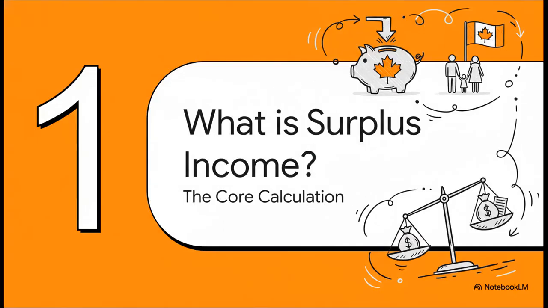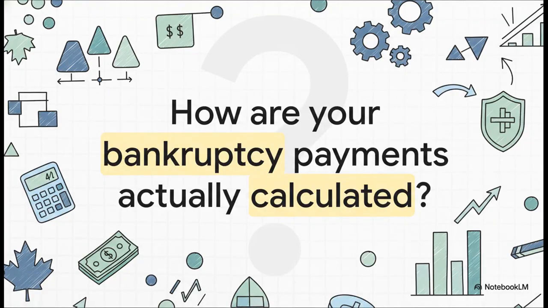Okay, so if you find yourself in a bankruptcy or a consumer proposal, how do they figure out what your payments are going to be? Well, it all comes down to one core concept, and it's called surplus income. Let's really dig into what that actually means. This is the question, right? It's the one that causes so much stress and anxiety. But the truth is, the process is way more standardized than you probably think. It's not some random number that someone just pulls out of a hat. It's all based on a very specific government-mandated formula.